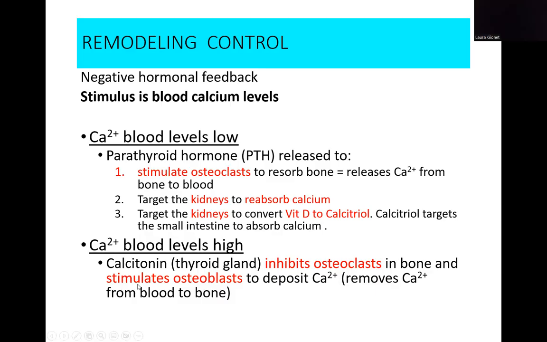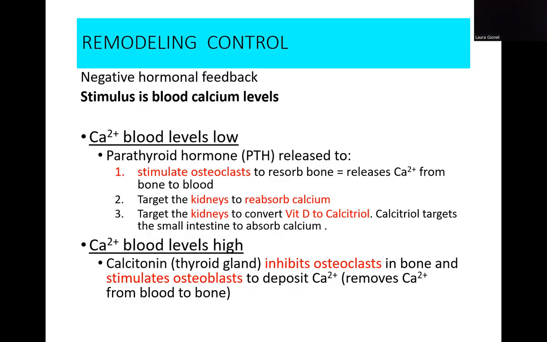Now, the opposite can happen. We can start with higher than normal blood calcium levels. Well, now what are you going to do? Well, that thyroid gland can release calcitonin. And calcitonin inhibits osteoclasts and now stimulates the osteoblasts to deposit calcium. All right, so your calcium levels are higher than normal. You want to decrease it because, again, whether you're high or low, normal ranges are normal ranges. So if it's high, you want to get rid of some excess.